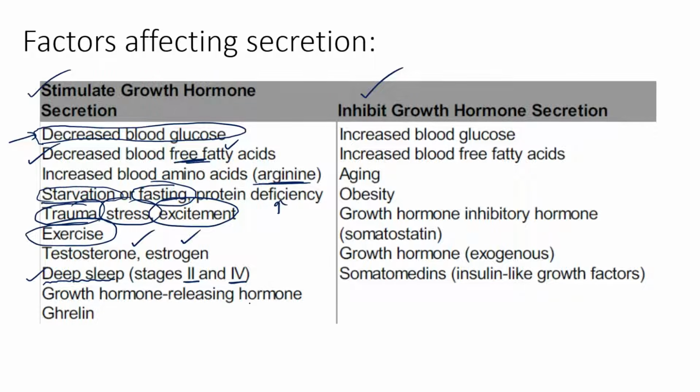And one more very important hormone which helps in the regulation of the growth hormone secretion is growth hormone releasing hormone produced from the hypothalamus. And last but not the least, also mention ghrelin. Ghrelin is a hormone produced from the stomach, and it also stimulates the appetite. Ghrelin is basically produced when the stomach is empty, and it is also going to stimulate the growth hormone secretion. So let's now understand the factors which inhibit the growth hormone secretion.